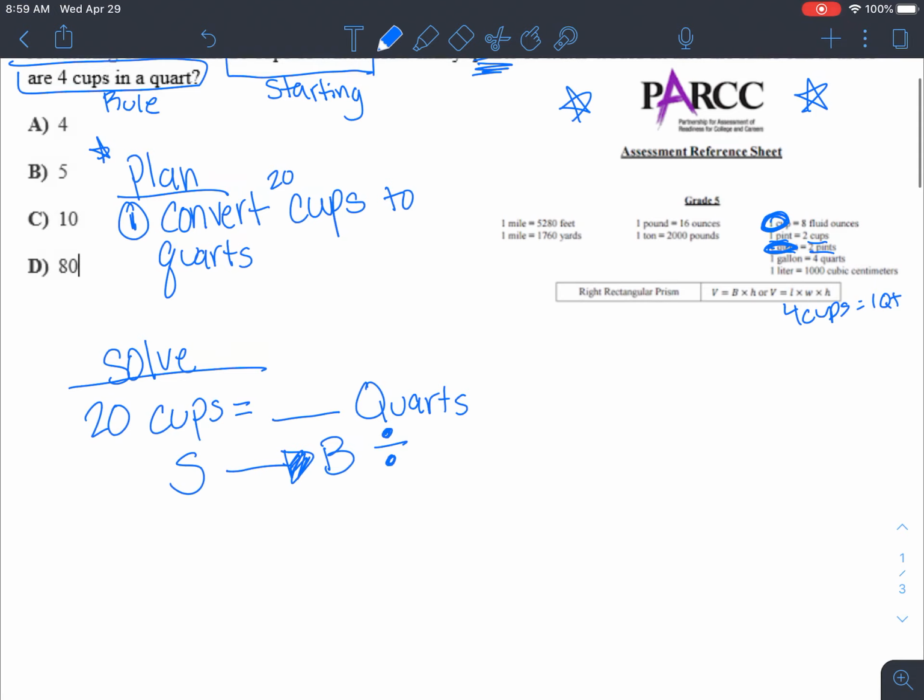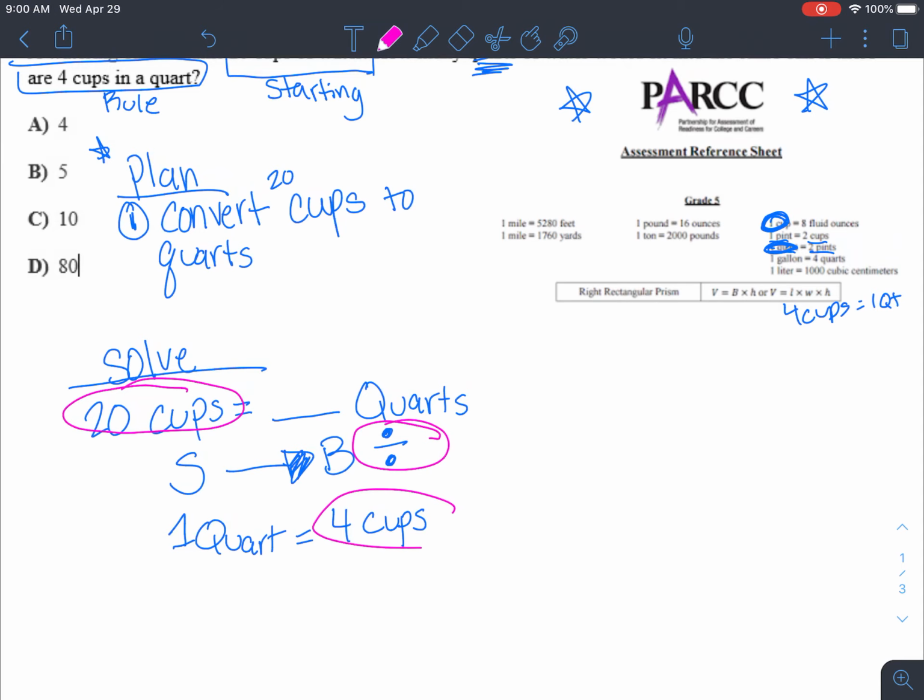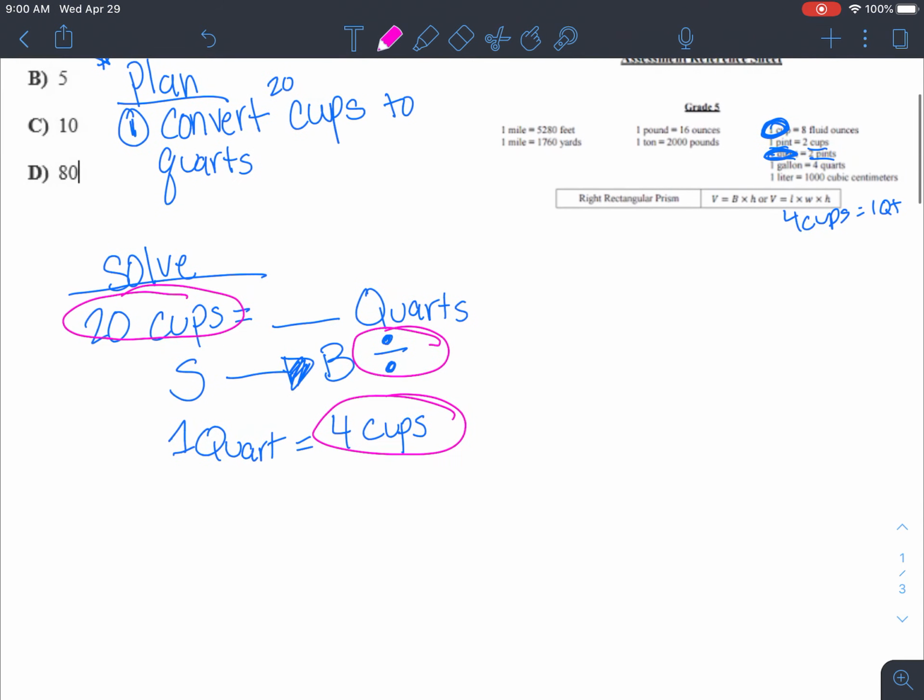Now we have to go back to our rule, which again, they were really nice and gave us our rule. So I know 1 quart equals 4 cups. Let's put it all together to come up with one expression so we can solve this. 20 cups divided by 4 cups will give us our answer in quarts. Let's go ahead and write down this expression. 20 divided by 4.